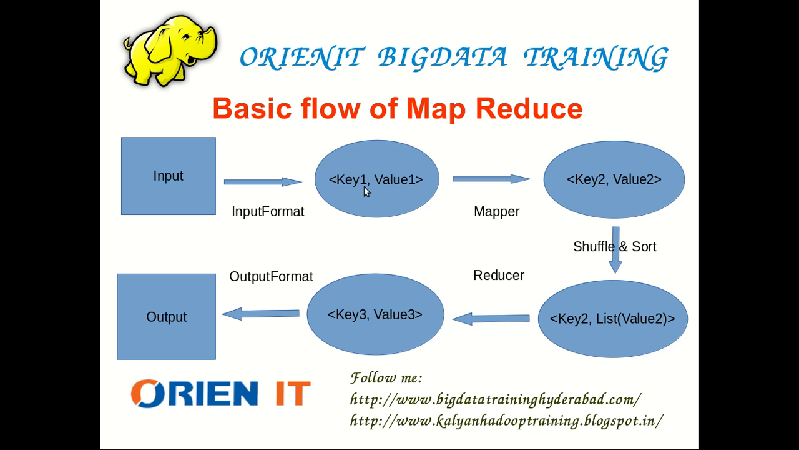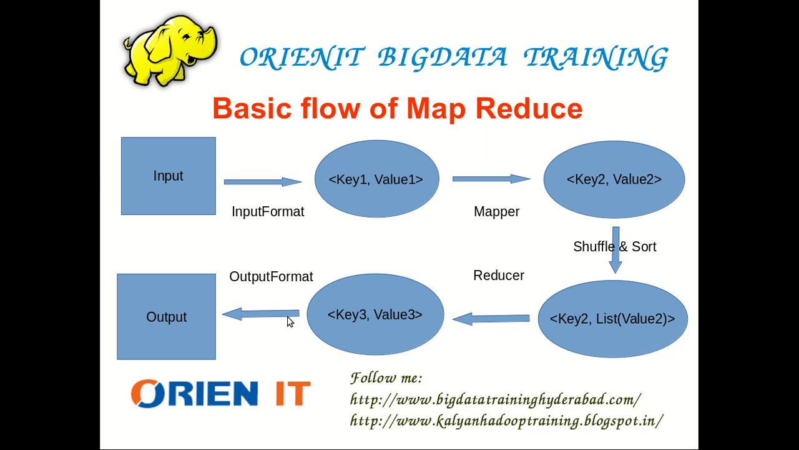And whatever key and value we got, this again will be converted into one more key and value, that is called K2 V2. Who will take care of this is the concept called mapper. And again this K2 V2 is converted into a K2 list of V2. Who will take care of this is the concept called shuffle and sort. And this K2 list of V2 is converted into K3 V3 by the concept called reducer. And finally, who will take care of K3 V3 into your output is your output format.